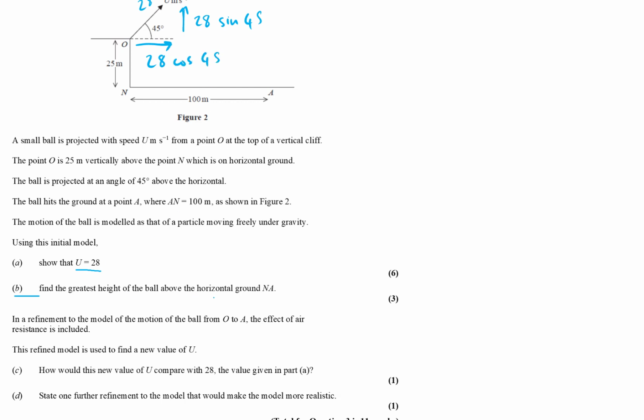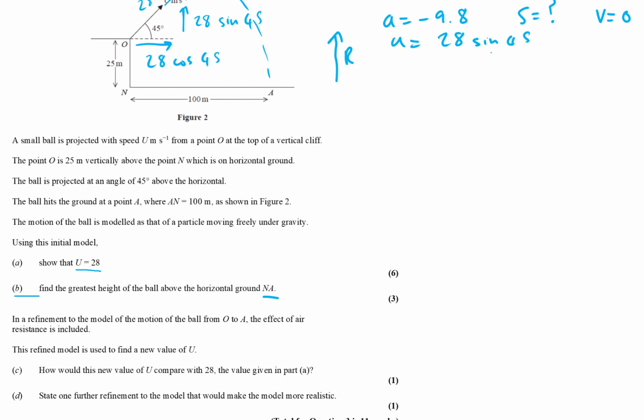Find the greatest height of the ball above the horizontal ground, N to A. So we're finding the greatest height, like so. We know we have to resolve upwards. We get a equals minus 9.8. We need s. Think about it, at its greatest height, what do we know? v equals 0. We have u, 28 sine 45.